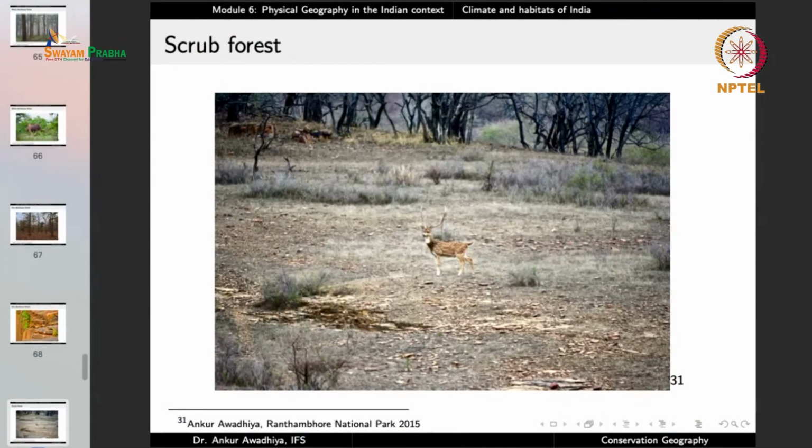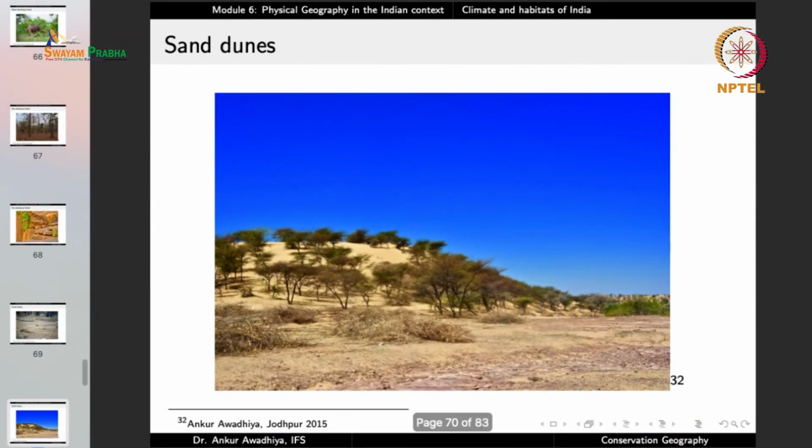This image was from Ranthambore National Park. This image is from Jodhpur. Now Jodhpur is even drier. So in this case, we hardly find any vegetation. There are very few plants that are naturally found in this area. These trees have been planted by the forest department.